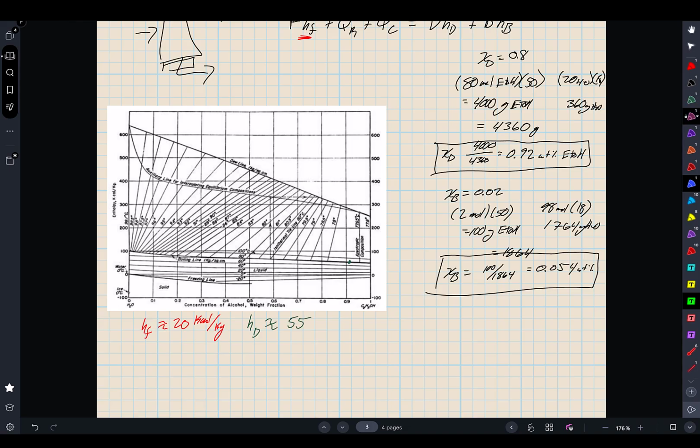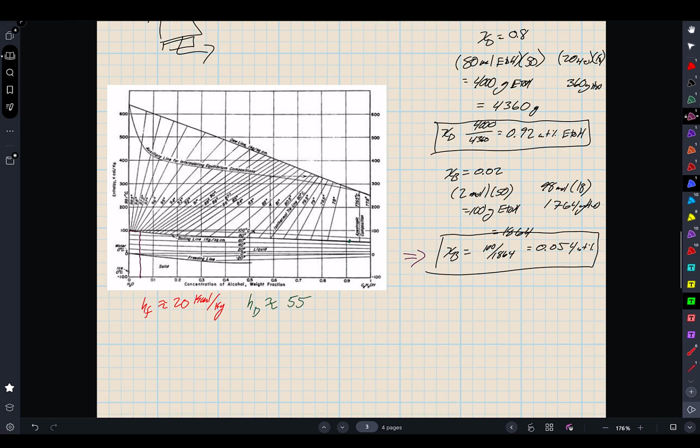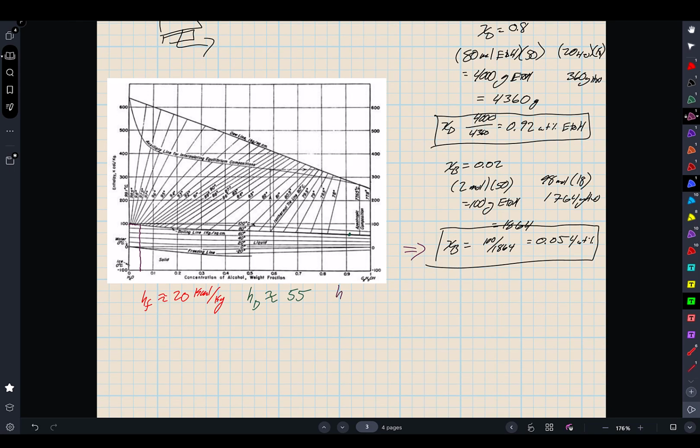If we use purple for our bottom, we just go to where our weight fraction is approximately 0.05. So 0.05 is approximately here, and that is a saturated liquid as well. So go here, and it's about 99. So we would say that our H bottom composition is approximately 99, and it's the same units, kilocal per kilogram.